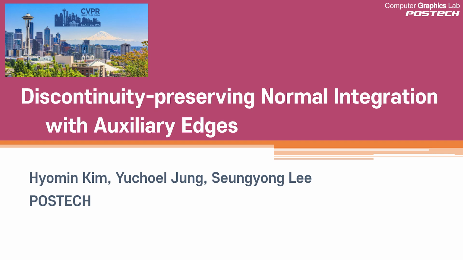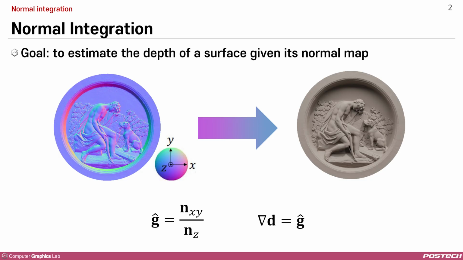This video introduces our paper, Discontinuity-preserving normal integration with auxiliary edges. Our study focuses on normal integration, which is a process used to estimate the depth of a surface from its normal map. The primary goal is to convert the normal values, which are perpendicular to the surface gradients, into accurate depth values through integration.